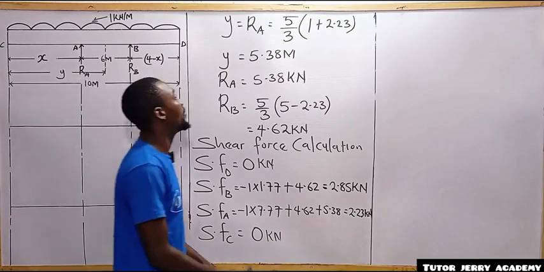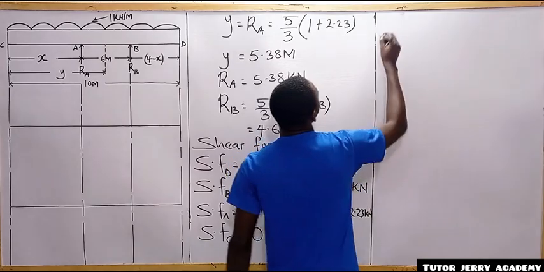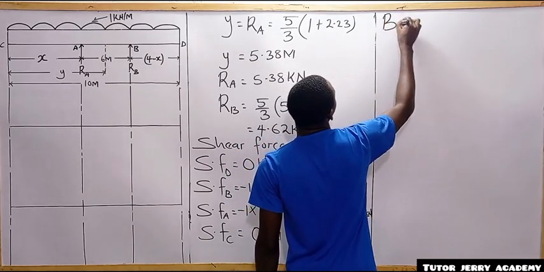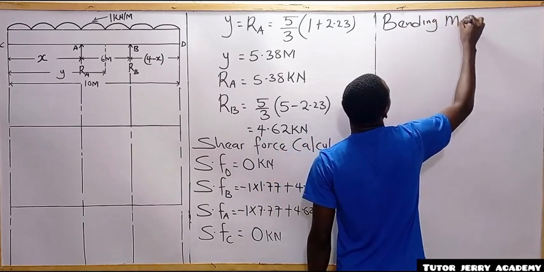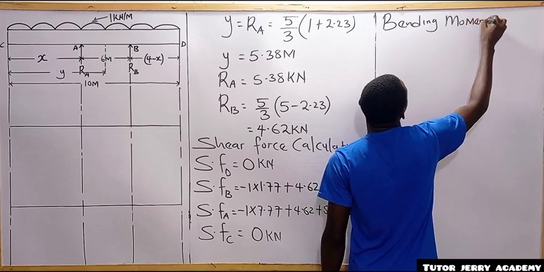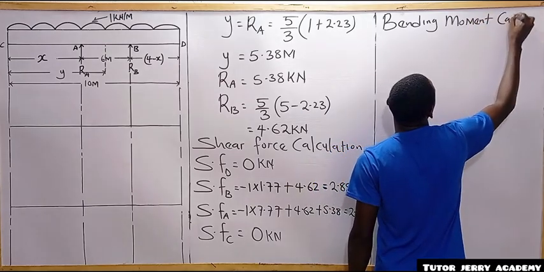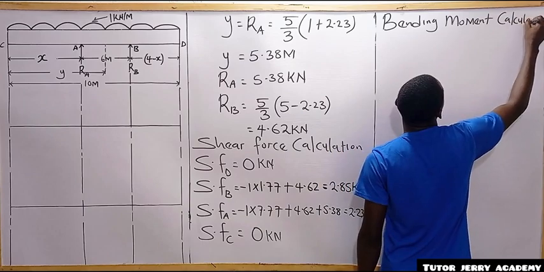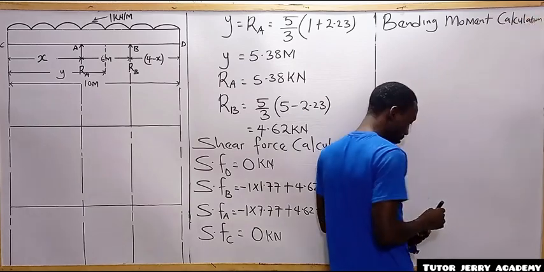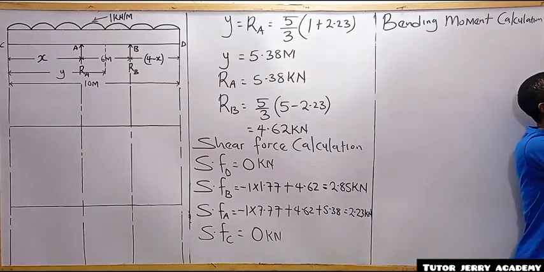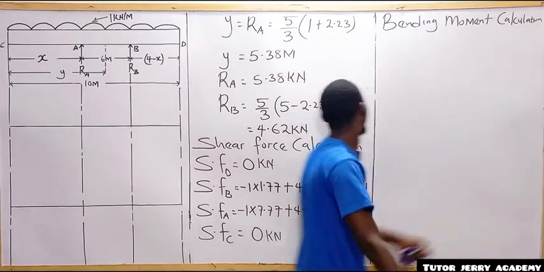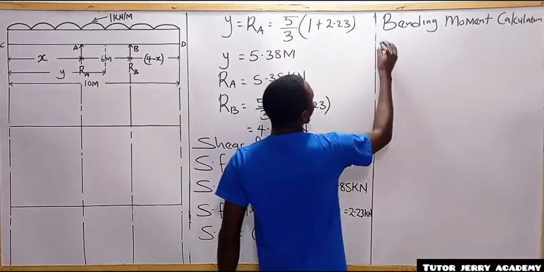All right. So now we are going to be going for our bending moment calculation. All right. So I already have my values here to make the work faster. All right. So we started with the bending moment at point D.